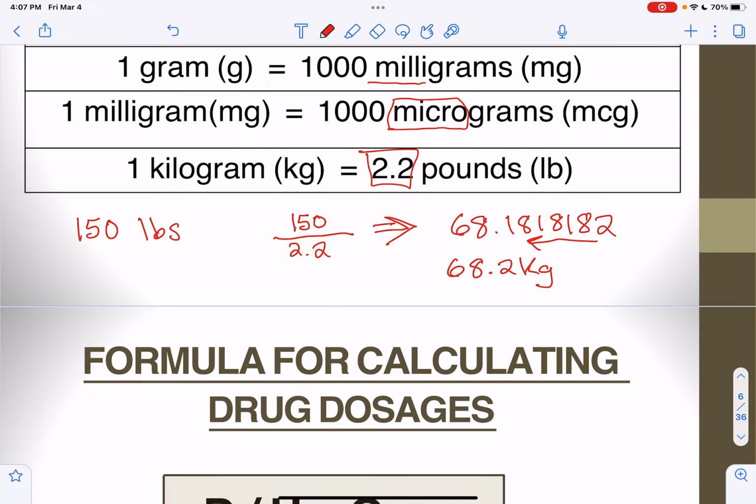And if we want to convert from kilograms to pounds, say our patient weighs 90 kilograms. We're going to take 90 and multiply it by 2.2. That's 198 pounds. So that's pretty easy if you can just remember 2.2 is the conversion.